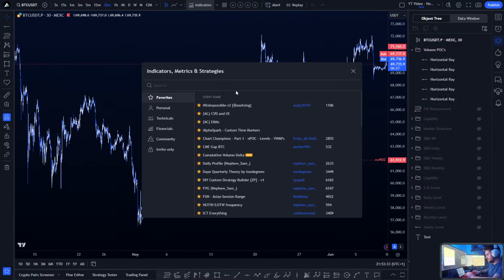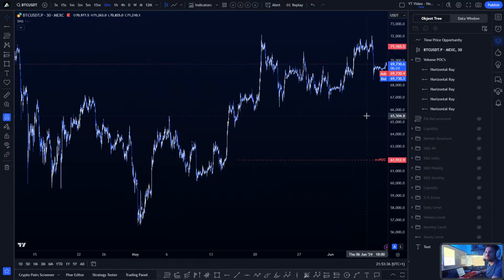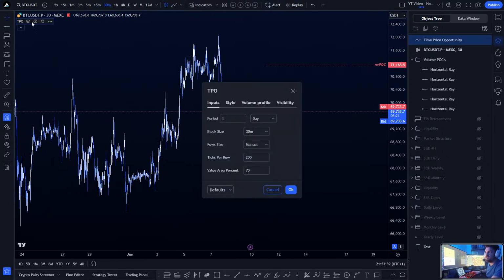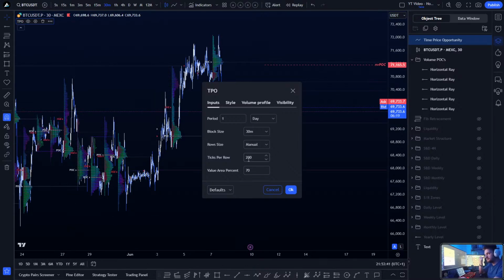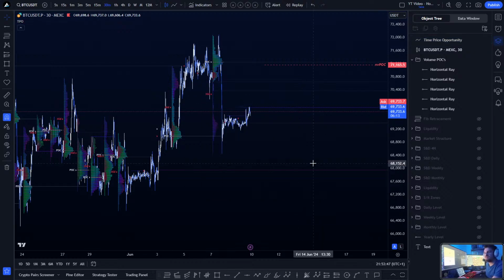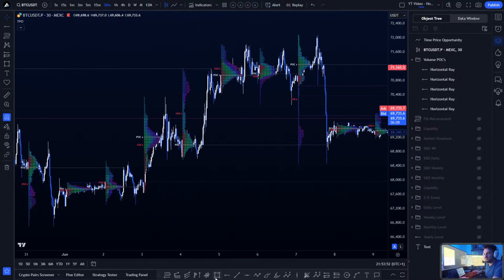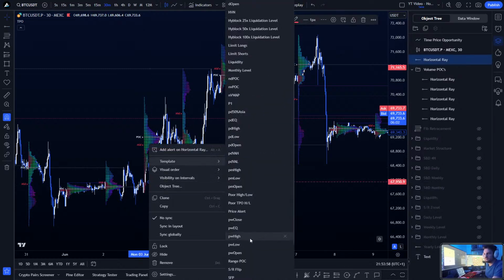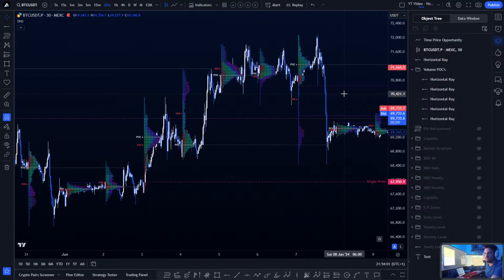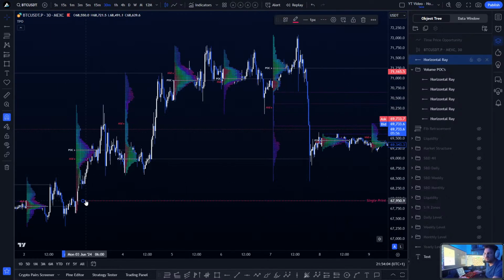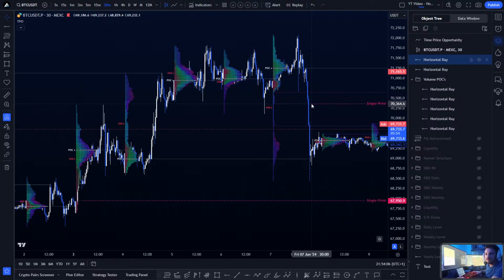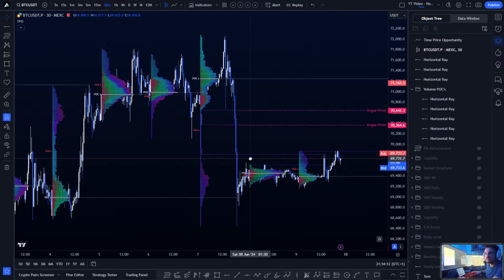And now let's do the same thing for TPO. On BTC, I set this at 200, block size 30. Okay, and that is also why I'm on the 30-minute. I think these are a little bit more precise. So we have a single print to the downside, untested. It's those purple little lines, okay? We also have to the upside. Again, just marking out the purple little lines.